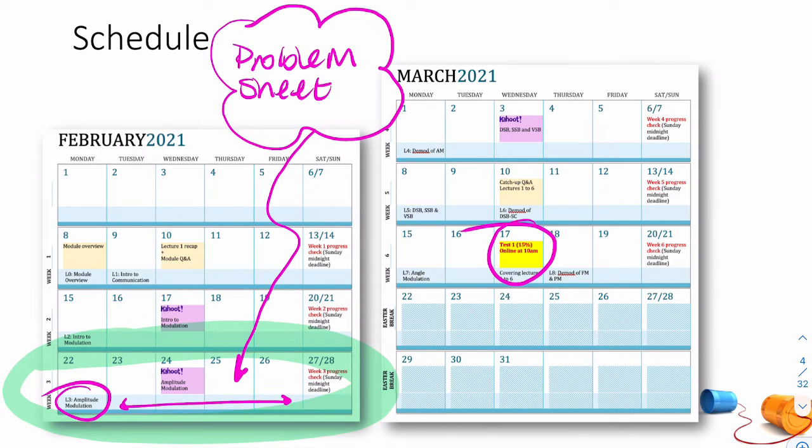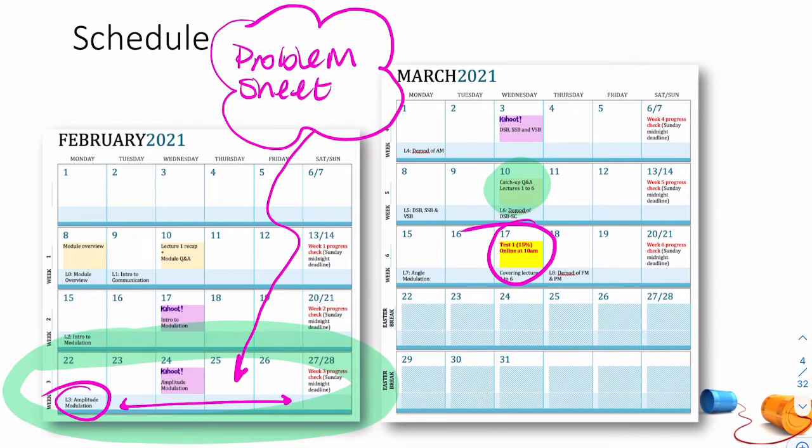Okay, we will be looking at problem sheets together, but that's in the catch-up week in March. So Wednesday the 10th of March, that's the week just before the class test. We'll be looking at any issues you might have had in the problem sheets.